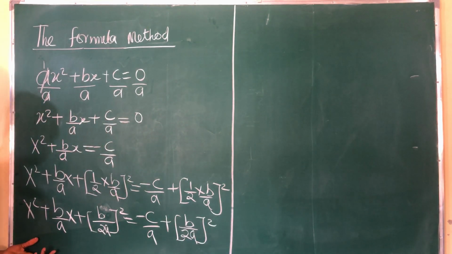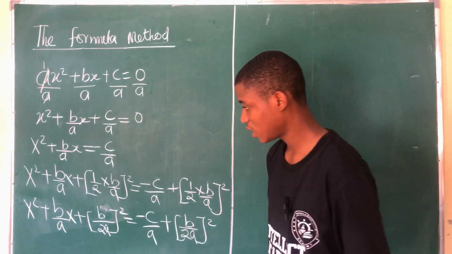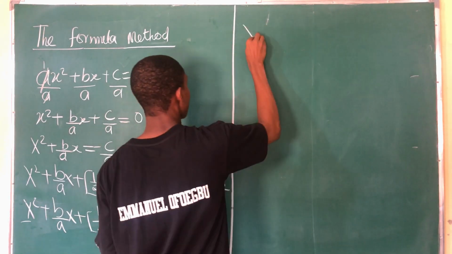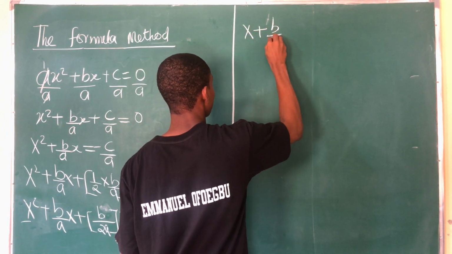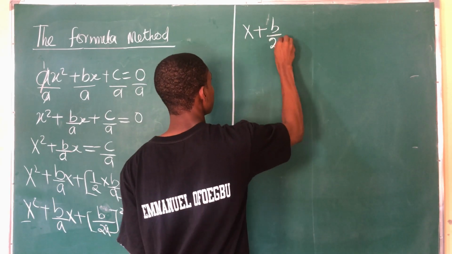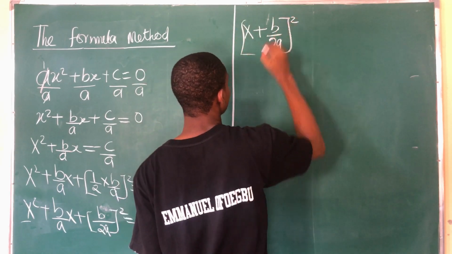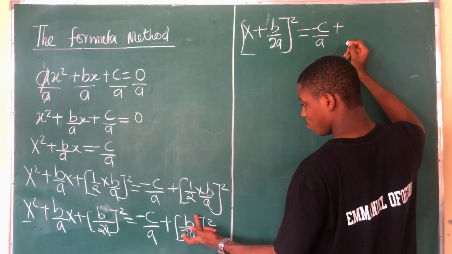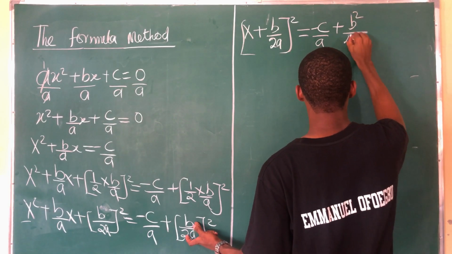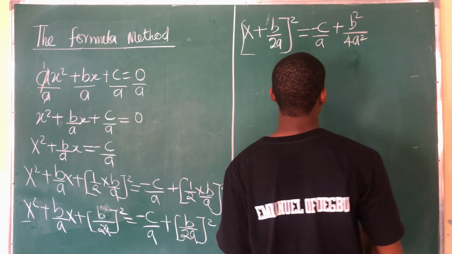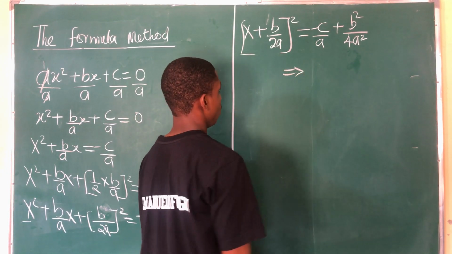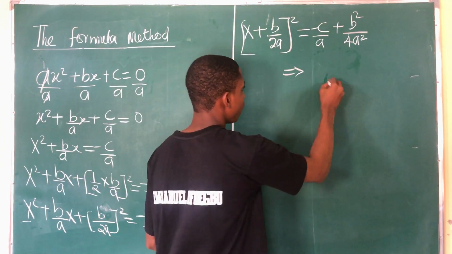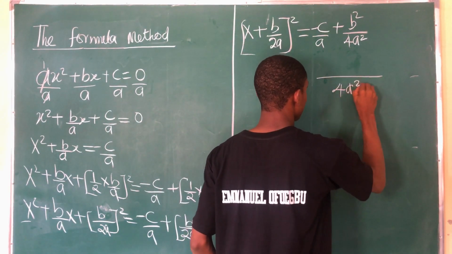Of course, this is the concept. When we have reached a case like this, we take one of these and one of these. So it becomes x plus b over 2a all squared, is equal to negative c over a. Then we open this bracket, b squared over 4a squared. Of course, we have to take the LCM here, and the LCM between a and 4a squared is 4a squared.